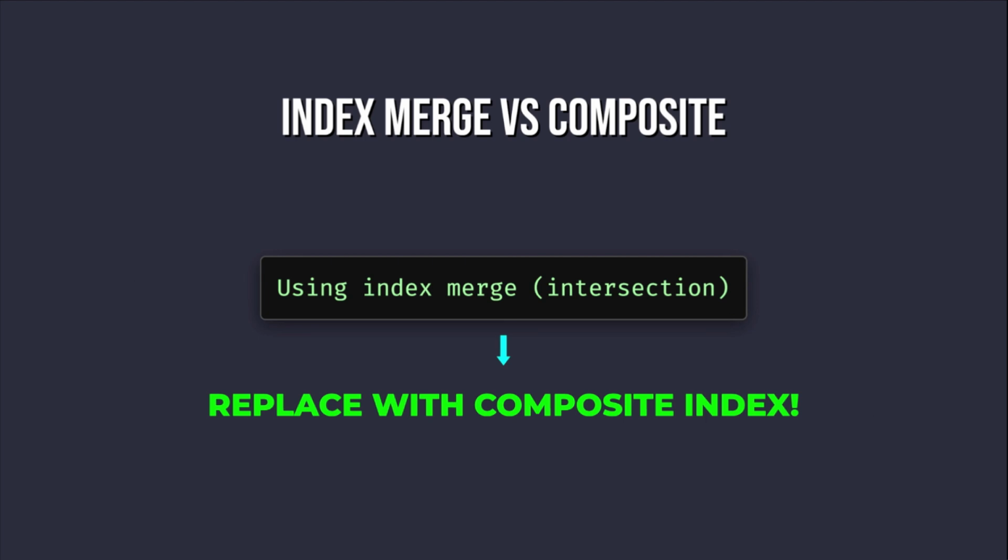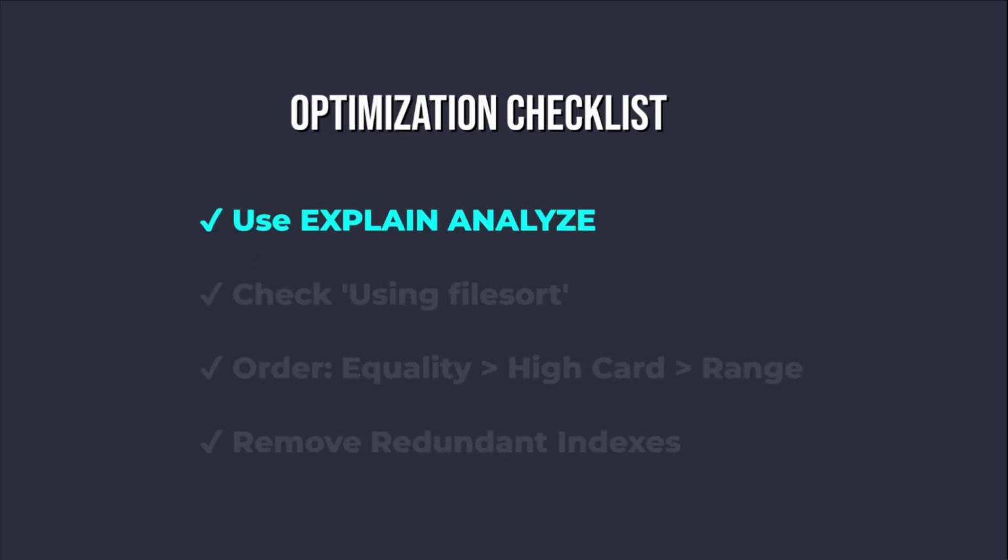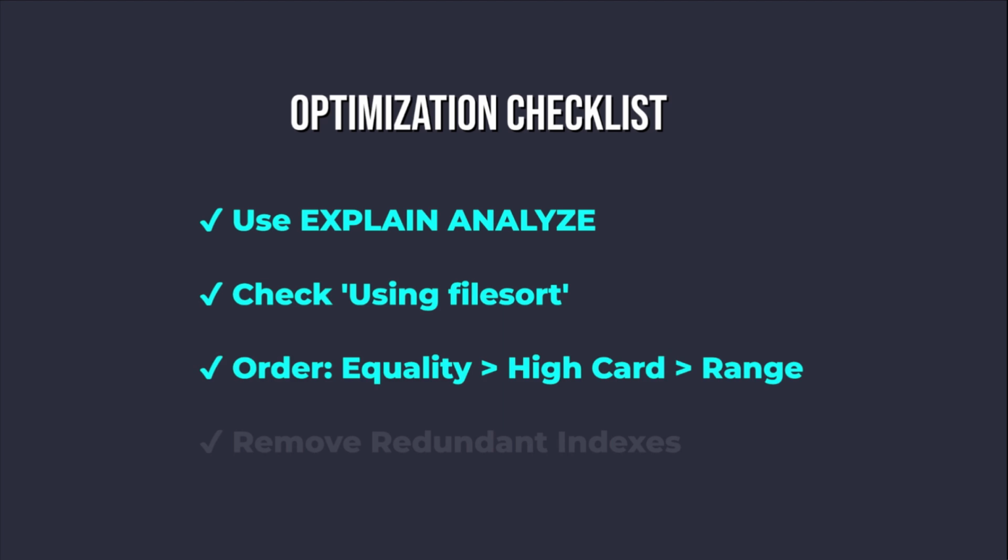If your execution plan frequently shows an index merge operation involving two columns, it is a strong signal to replace those single indexes with a single composite index covering those two columns in the optimal order. Before deployment, review the execution plan using Explain Analyze. Verify that the index is being used and that the rows examined count is minimal. Check for using file sort or using temporary indicators, which signal index deficiencies, particularly in the order by or group by clauses. Ensure the index column order prioritizes equality filters, then high-cardinality columns, and finally range filters.